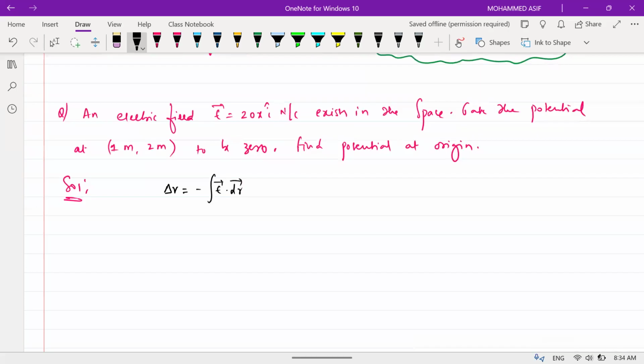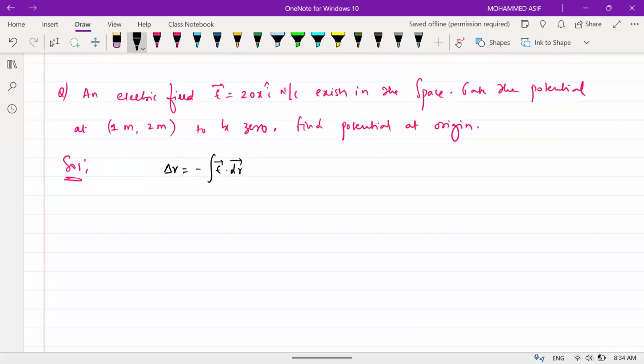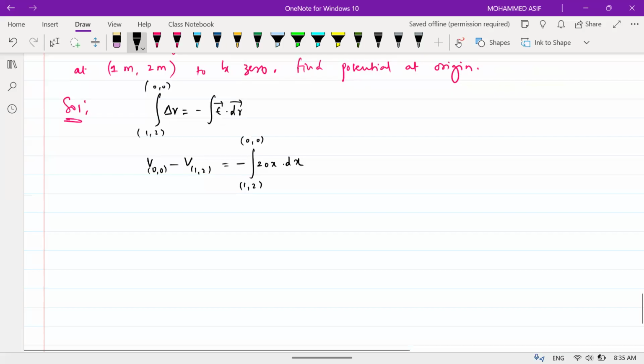You're going from 1 meter to 2 meter, and we are talking about the origin. You're going from 1 comma 2 to the origin 0 comma 0. Delta V means V2 minus V1, that is V(0,0) minus V(1,2), final potential minus initial potential. That is equal to minus integral of 20x dx, with limits 1 comma 2 to 0 comma 0. We are talking about only the x-axis, so we will take only the 1 and 0.